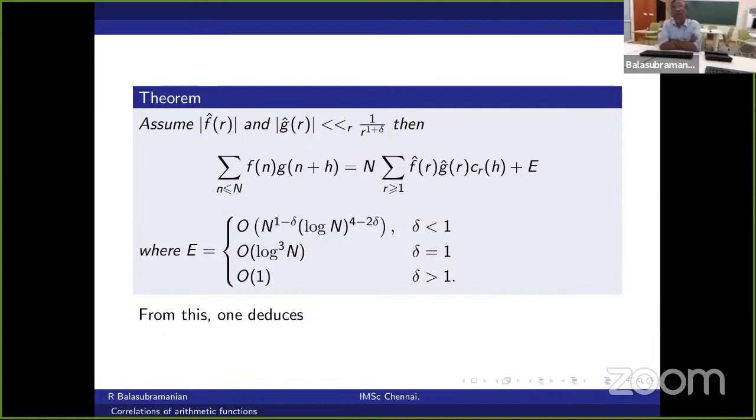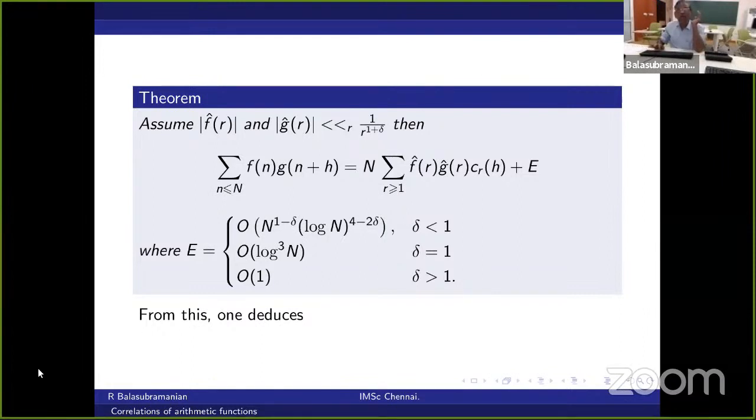And the constant is the sum of f hat, g hat, c_r(h), plus an error, and the error is O of N power 1 minus delta times log N power 4 minus delta if delta is less than 1, O of log cubed N if delta is equal to 1, and O of 1 if delta is bigger than 1. And this is now the condition: the Ramanujan coefficients f hat r and g hat r should be smaller than 1 over r power 1 plus delta. Under the conditions that f hat r and g hat r are smaller than 1 over r power 1 plus delta, then you have an asymptotic formula.